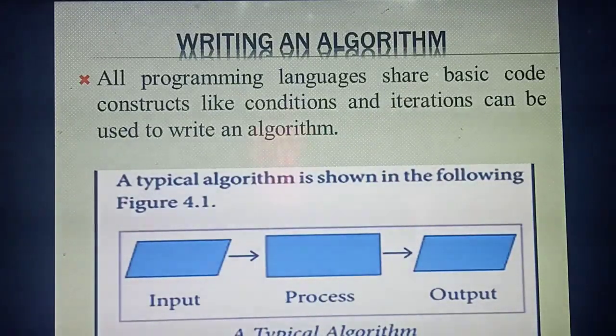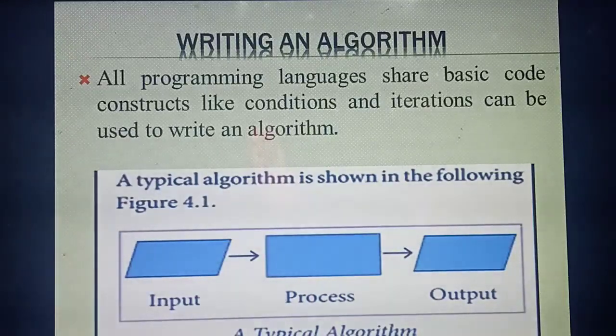All programming languages, whatever they may be, each and every programming language will have some code structure. For example, in C++ programming, you need to write the header file first, then the inputs, then the function, the main function, inside that class. Likewise, each and every programming language will have some structure or basic code construct. Inside the basic code construct, you can give conditions and iterations.